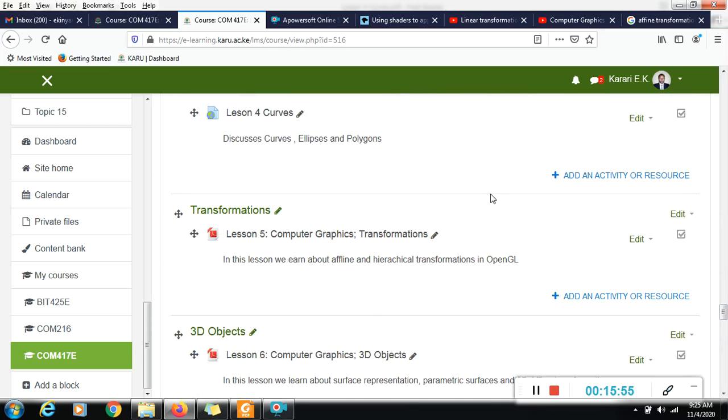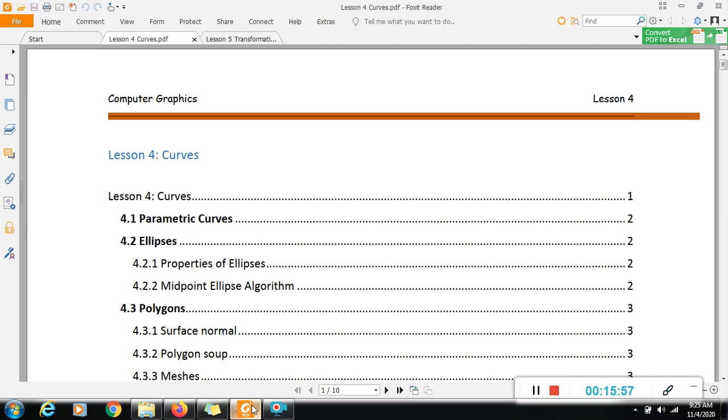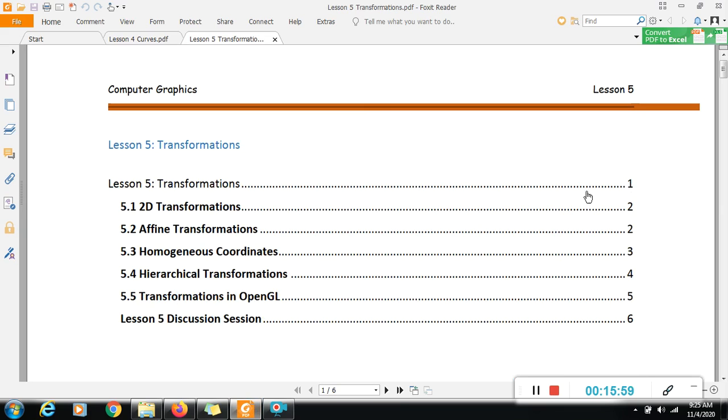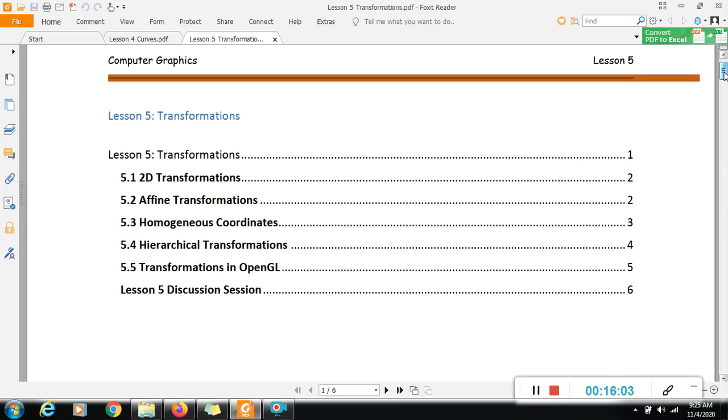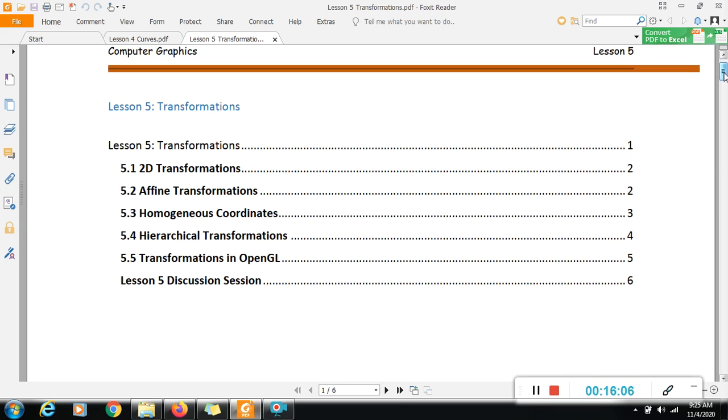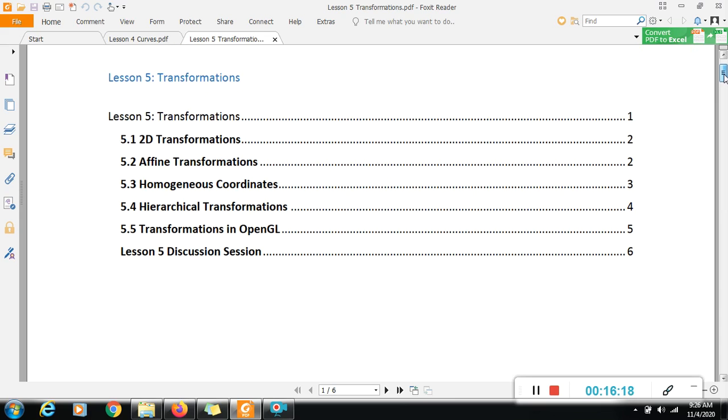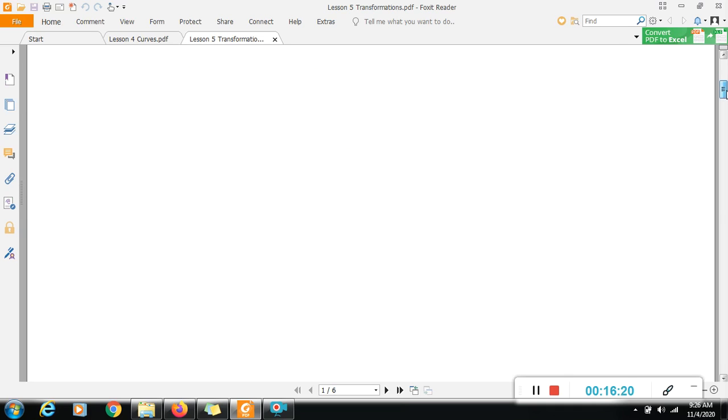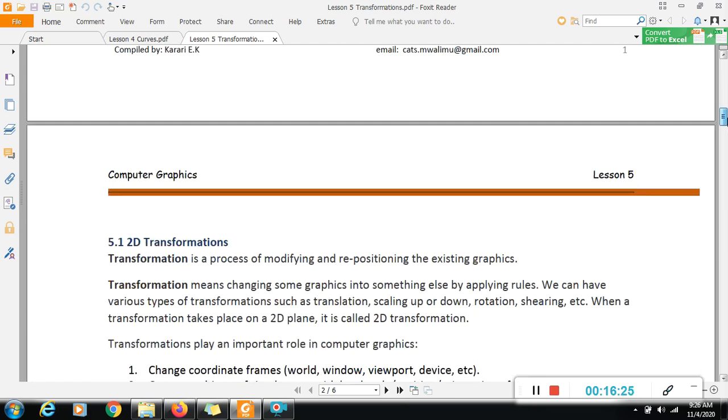Now in lesson 5, which is about transformations, I would like us to quickly go through it. Basically, we are going to be looking at what transformations are. We are going to look at the various types of transformation we have. Specifically, we shall deep dive on affine transformations, homogeneous coordinates, hierarchical transformation, and transformations in OpenGL. How do you implement those transformations in OpenGL? And then a discussion session, which is basically a question which you can read for yourselves and attempt.